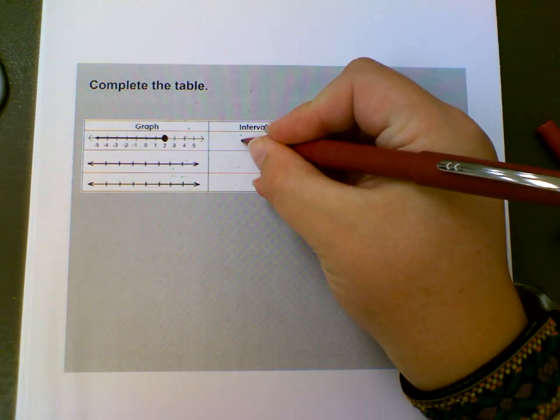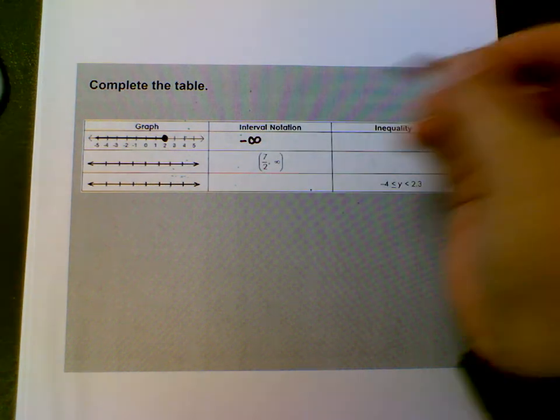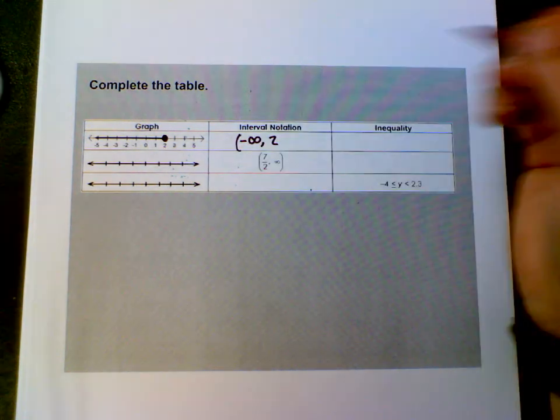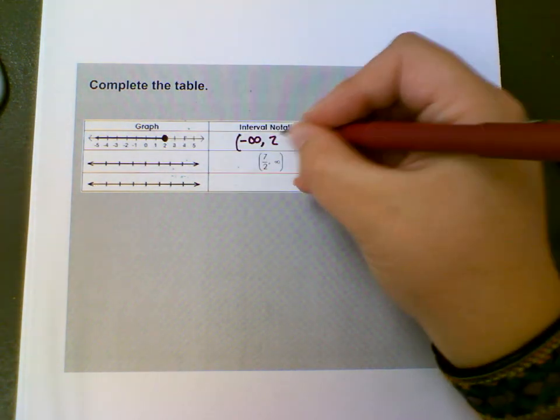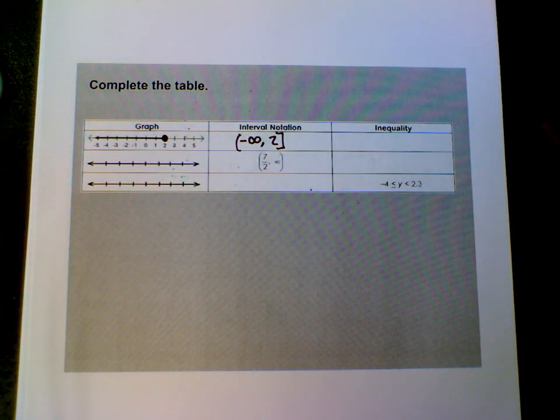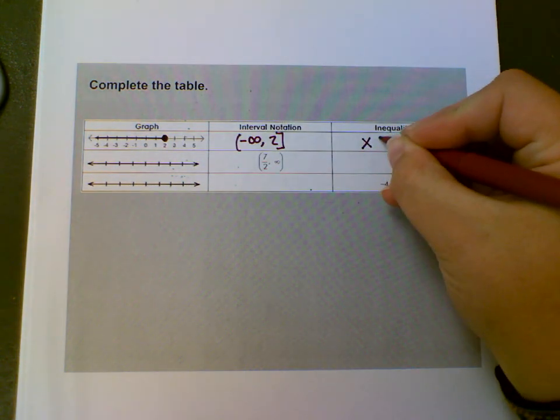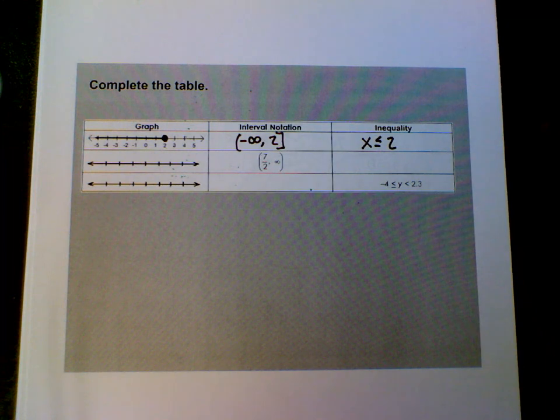So my interval is negative infinity, as far left as I can go, comma, as far right as I can go. Negative infinity always gets a parenthesis. The 2 is filled in, so it gets a bracket. My inequality, well, that means everything that's less than or equal to 2. So x is less than or equal to 2.